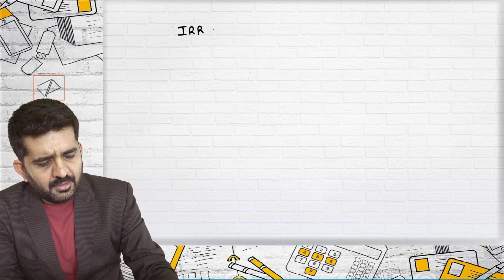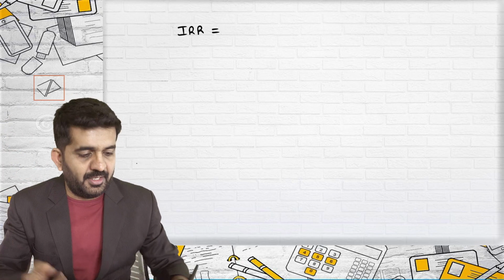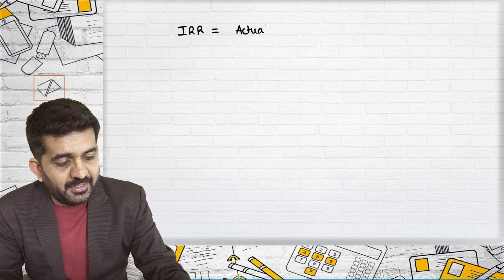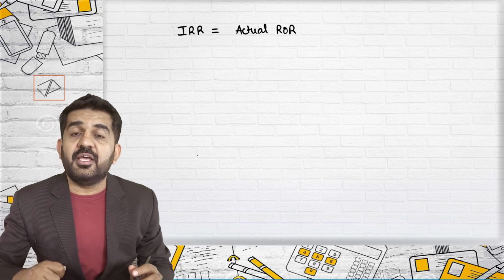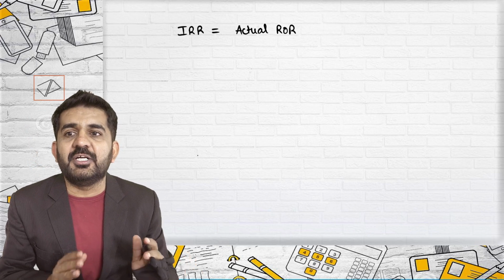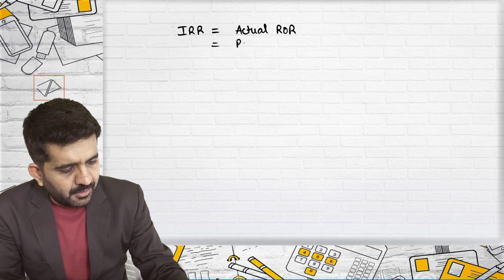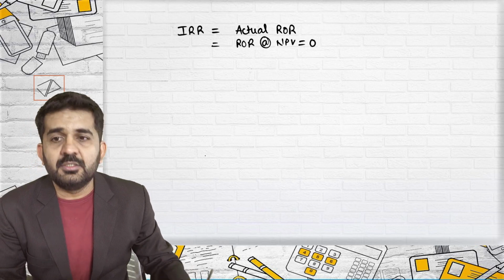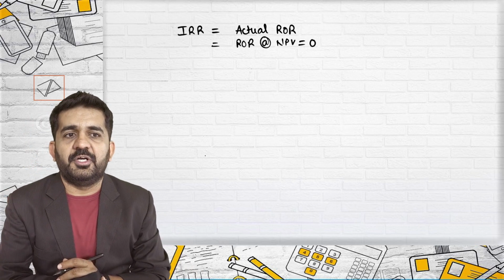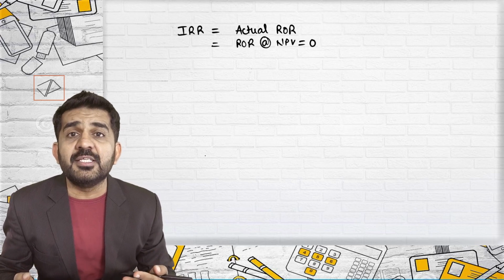Then we understood the concept of IRR. You need to logically understand first what is IRR. It is not expected, it is the actual rate of return from the project. Yes, it is forecasted. It is not actually earned, but it is the actual rate of return the project is earning. It is the rate of return at which NPV is 0. So it is what actually the project is earning.